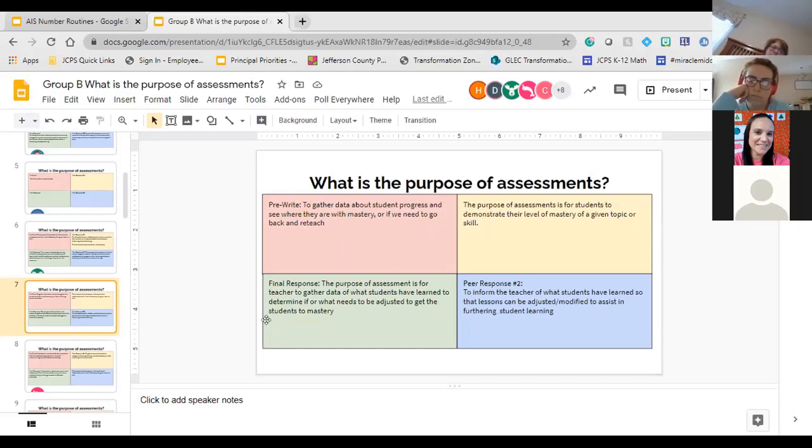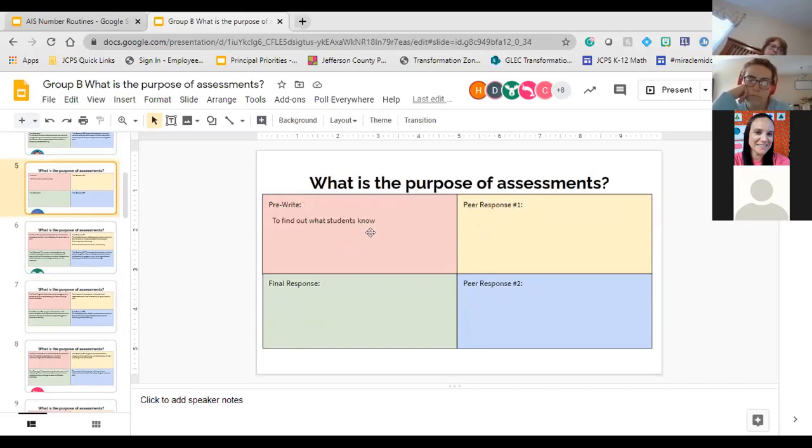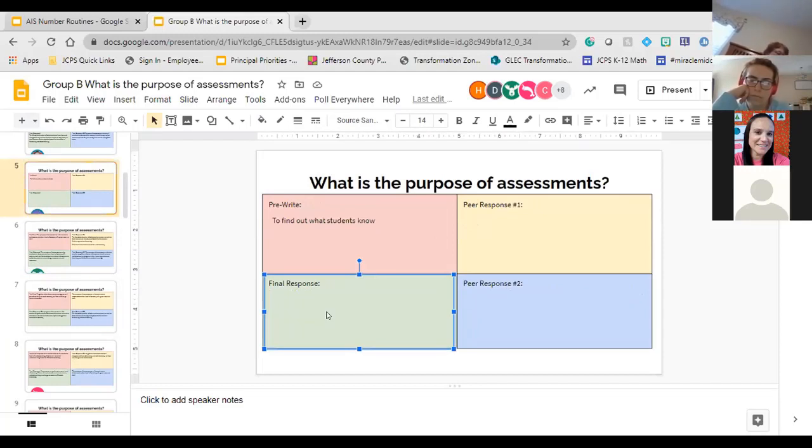Okay, so now remember I was slide 5. So I went back to slide 5. And this is where, in the green box, I would write my final response.